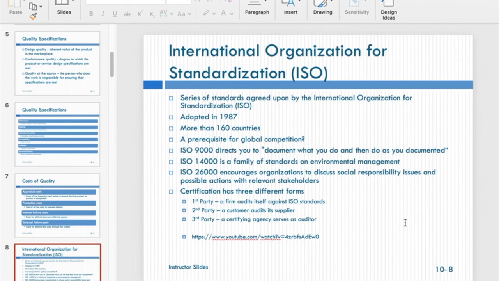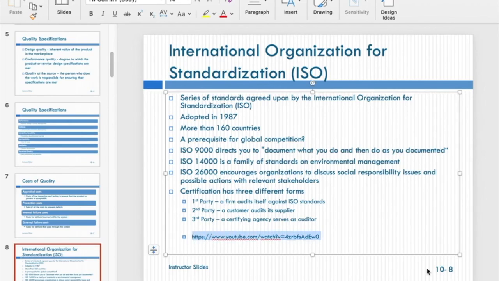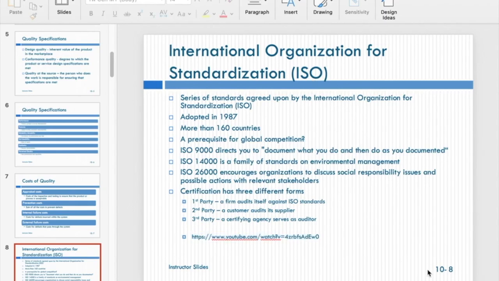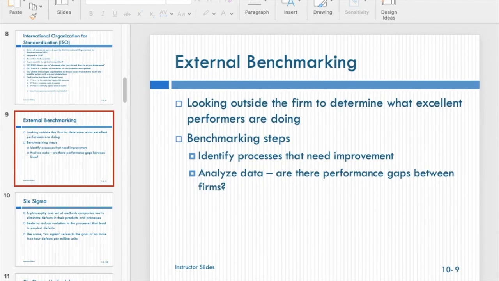If you are interested in the ISO criteria, here we also provide a link for you. You can look through different criteria based on this link.